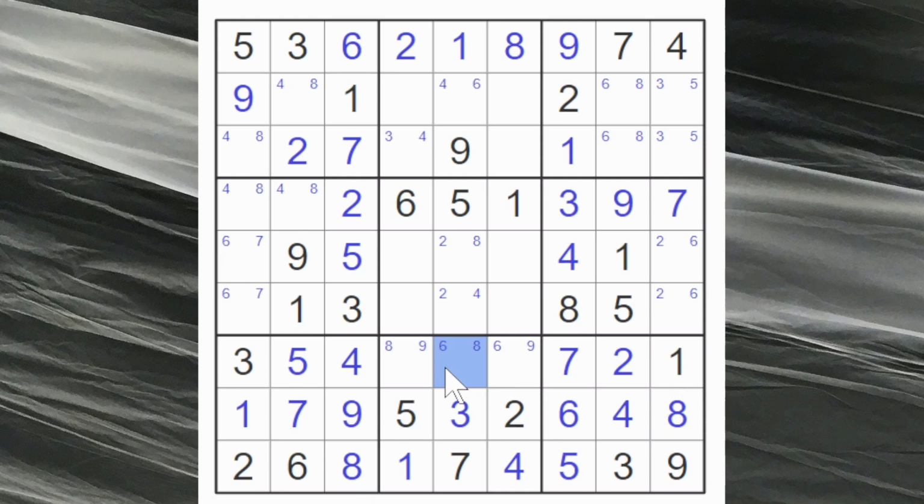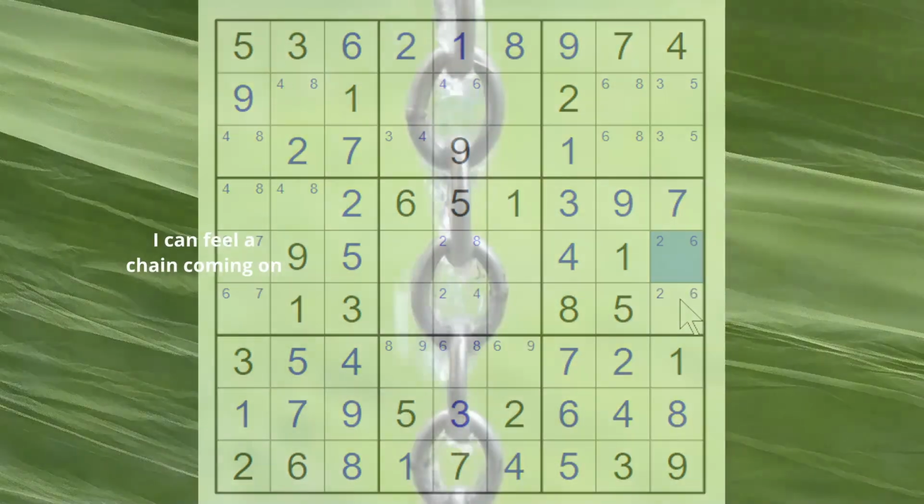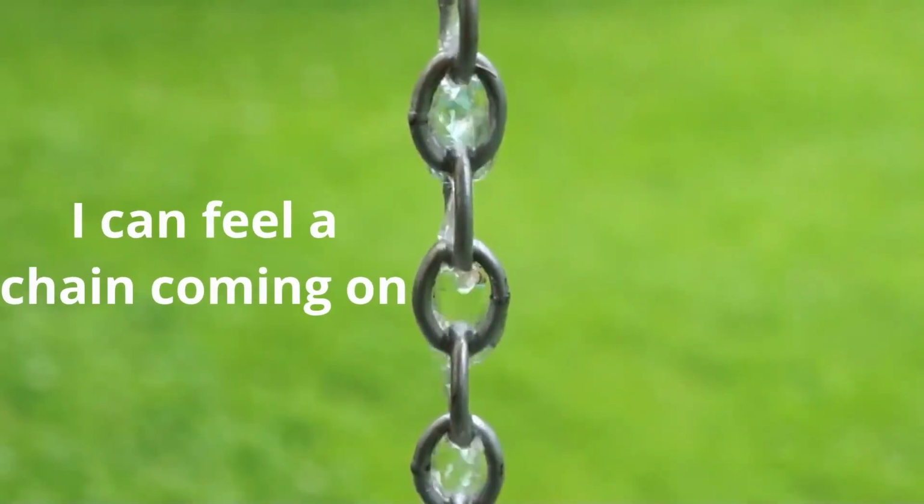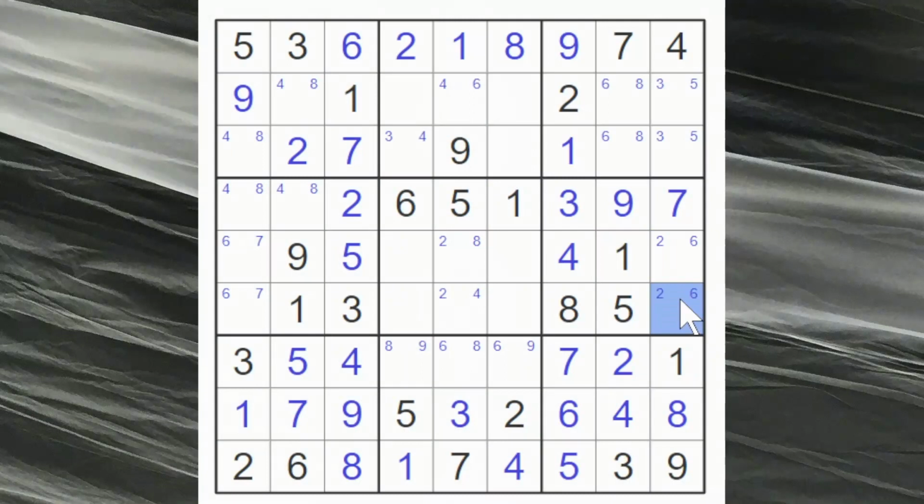And this, by the way, is a 6. And if this is not a 4, then it is a 6. And therefore, this is an 8, and this is a 9, this is a 6, and this is a 2, making this a 6, this a 2, and this must be a 4.